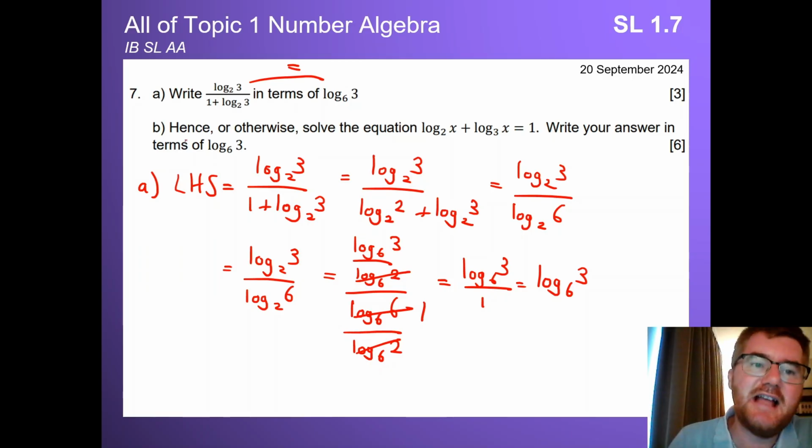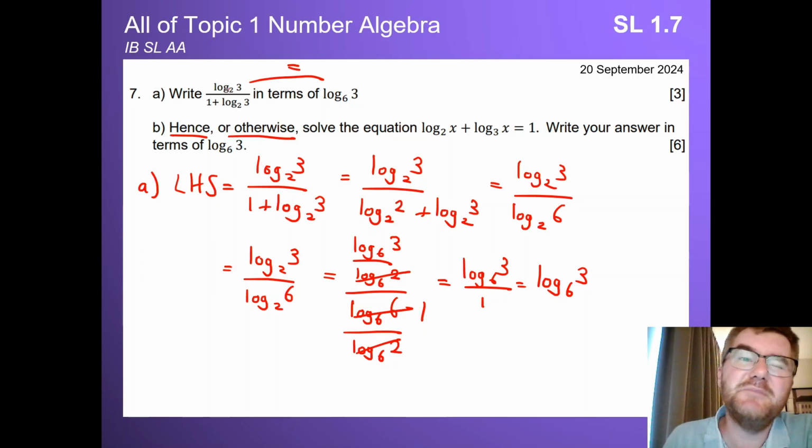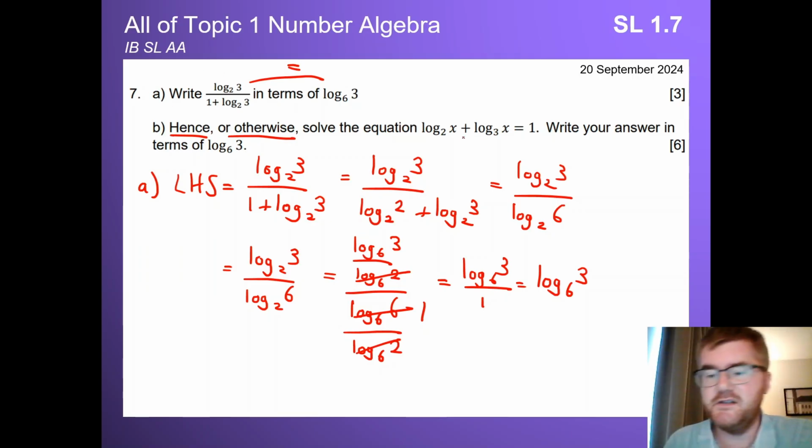Now look out for this, hence or otherwise. They love this kind of language, which means there's going to be something in part A that we can use to help us solve this equation.